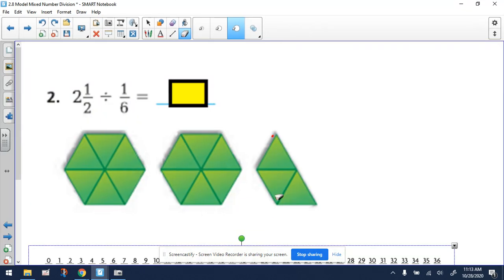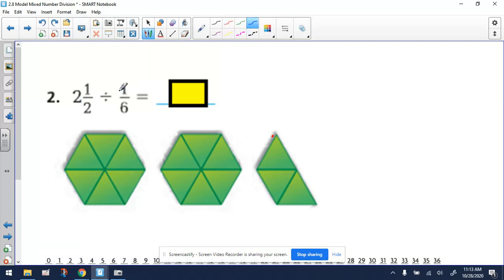We're going to take a look at how to use models to help you figure out the quotient for mixed number division. So let's start out with something easy and then we'll work our way up to something a little more difficult. If we take a look at this question, they're talking about 2.5 divided by 1/6.